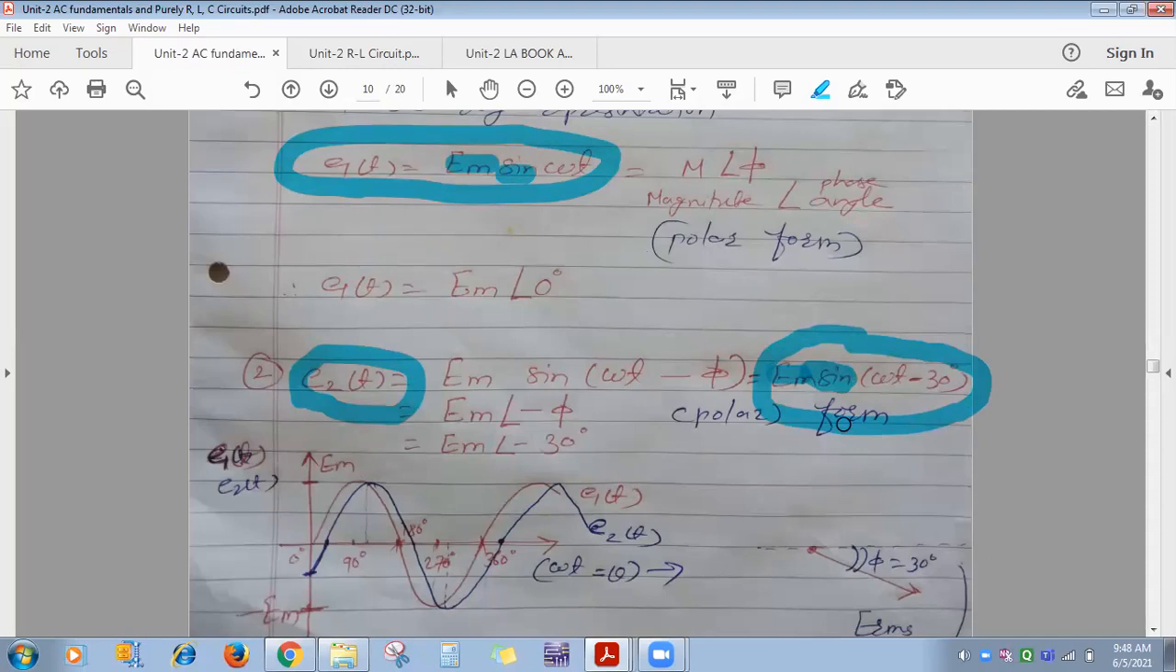Yes. Purely sinusoidal. What about their angular frequency omega? Is it the same for both the waveforms? Same. Only the difference is that here a minus 30 degrees is there. The minus sign means we say E2 lags E1. E2 lags E1. Why? Because the minus sign is there. And by how many degrees?